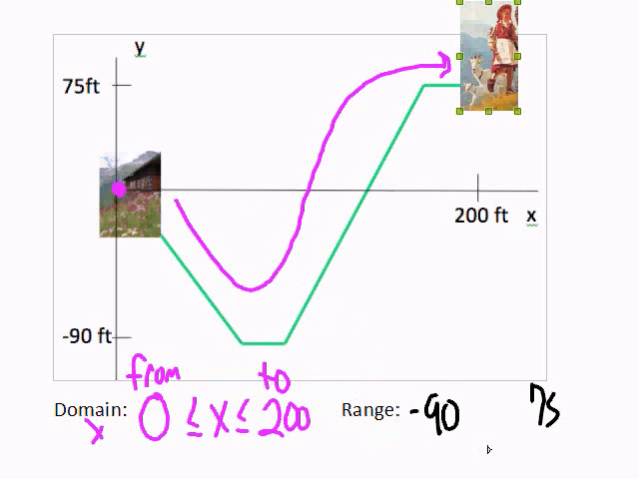Now, since we're talking about range, we're talking about the y values, which means our y values are going to be between negative 90 and 75. Her hike went from negative 90 feet below the house, to 75 feet above the house. And you write your symbols saying that y is less than or equal to 75 and y is greater than or equal to negative 90.